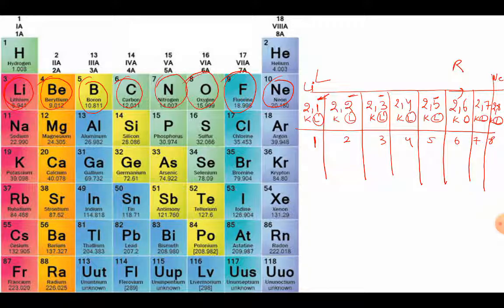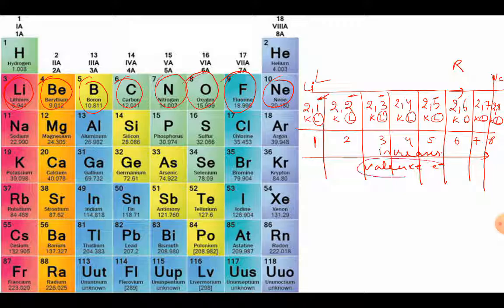So can we say that when we move in a period, the number of valence electrons increases from 1 to 8? This is the trend of valence electrons: when we move across a period, the number of valence electrons increases from 1 to 8. Clear? It's not the same. It is the same in case of a group, but in a period it increases from 1 to 8.